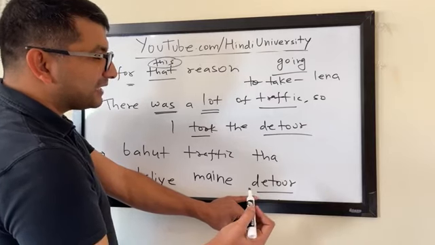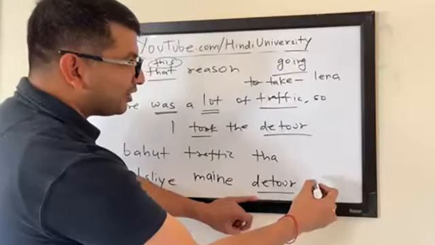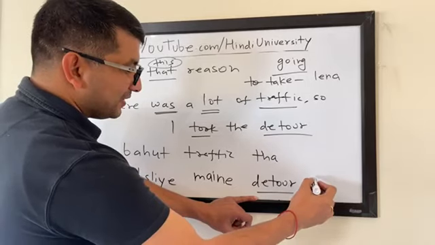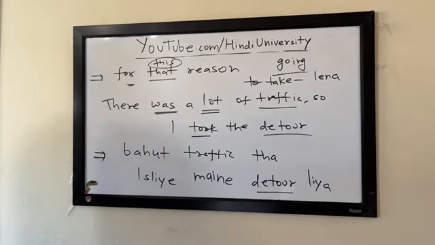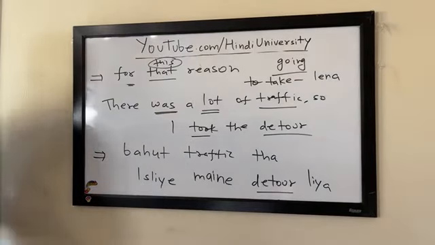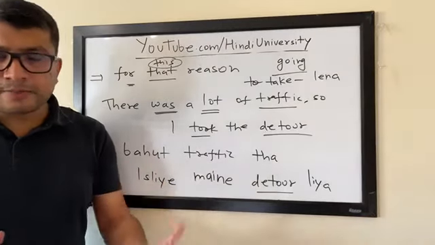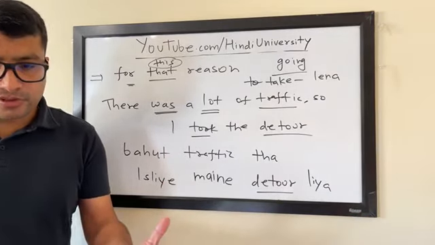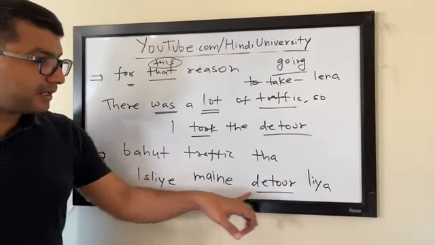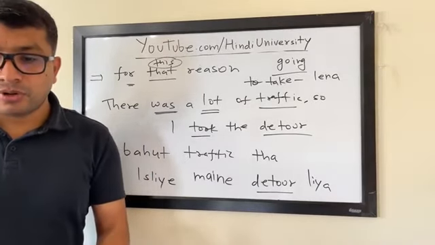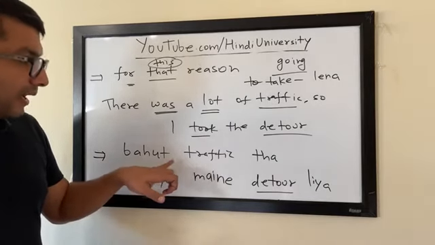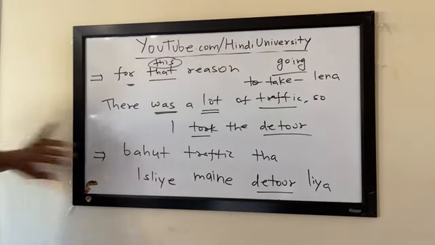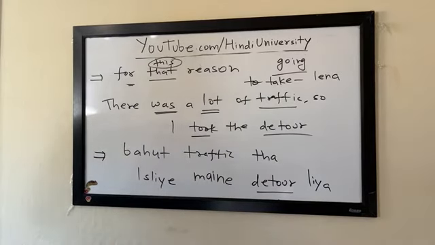It could be two things. It could be liya or li. Yeah. Very good. Okay, say it one more time together. So, bahut traffic tha, isliye maine detour li. Okay, now this sentence is written in past tense, that's why it can be confusing. But if you want to say it in present tense, bahut traffic hai, isliye main detour le rahi hun. Or, you know, you can say that as well. Okay, anyone has questions on this one, I want to make sure this is clear. There was a lot of traffic, that's why I took the detour.